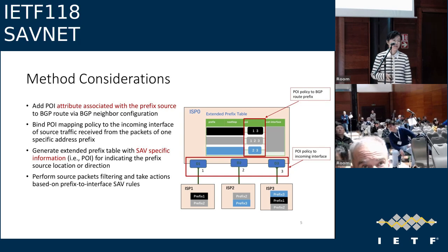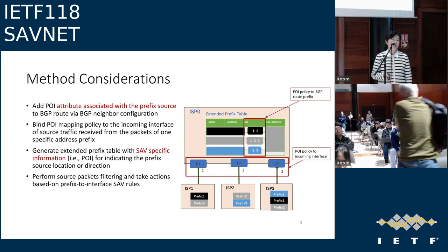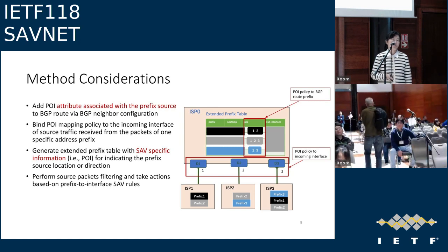From this figure, you can find ISP 0. ISP means internet service provider. ISP 0 may be managed by one operator, and ISP 1, 2, and 3, its neighbor external AS domains, may be managed by other operators.